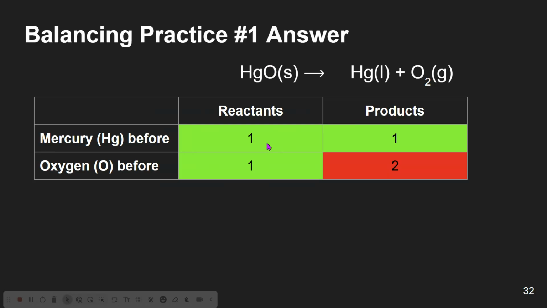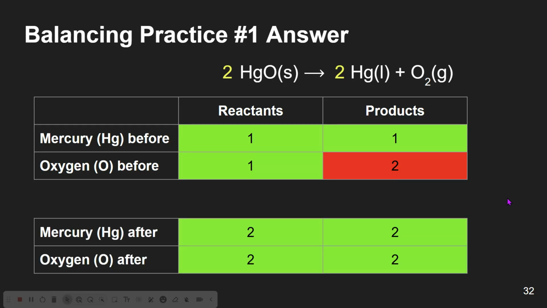You could just start with your table, and you would note with your inventory that you have 1 mercury, 1 oxygen, and then you would be left with a mercury and 2 oxygens. So we need to make the 2 oxygens balance. And the way that we can do that is by adding the coefficients in front of mercury oxide and mercury. Let's take a look at one more example.